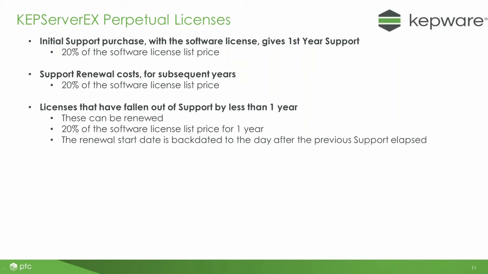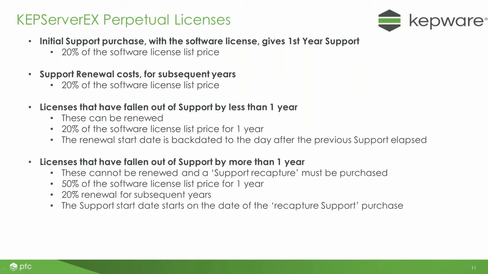So if you have a license that's 6 months out of date in terms of its support, when you place an order for a renewal for that, you'll get 6 months backdated and 6 months in the future. If you have licenses which have fallen out of support for more than 1 year, then it's not possible to renew those. So it's necessary to do what's called a support recapture. A support recapture puts the license into support for a year from now going forward. And after the end of that year, it would cost 20%.